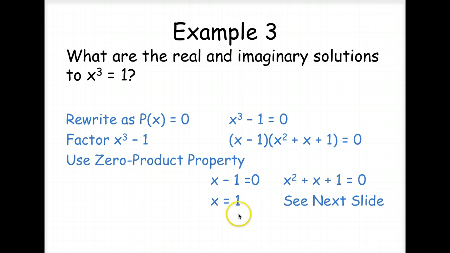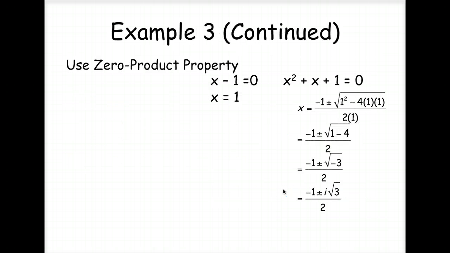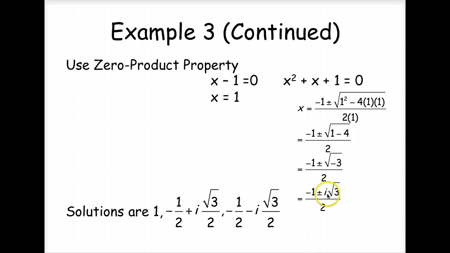So over here we've got x equals 1, but we've got a little problem here. We can't factor this one the way we're used to. We're going to have to instead use the quadratic formula, where a is 1, b is 1, c is 1. Negative b plus or minus the square root of b squared minus 4ac over 2a. And just substitute a, b, and c in for those values. So our solutions are 1, negative 1/2 plus i square root of 3 over 2, and negative 1/2 minus i square root of 3 over 2.